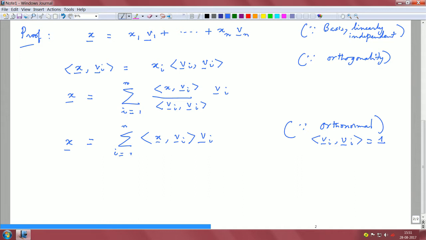So, what we have done now is taken a vector, and in terms of an orthonormal basis, we have expressed this vector, and we can exactly compute what the coordinates are. So it's a pretty straightforward result.